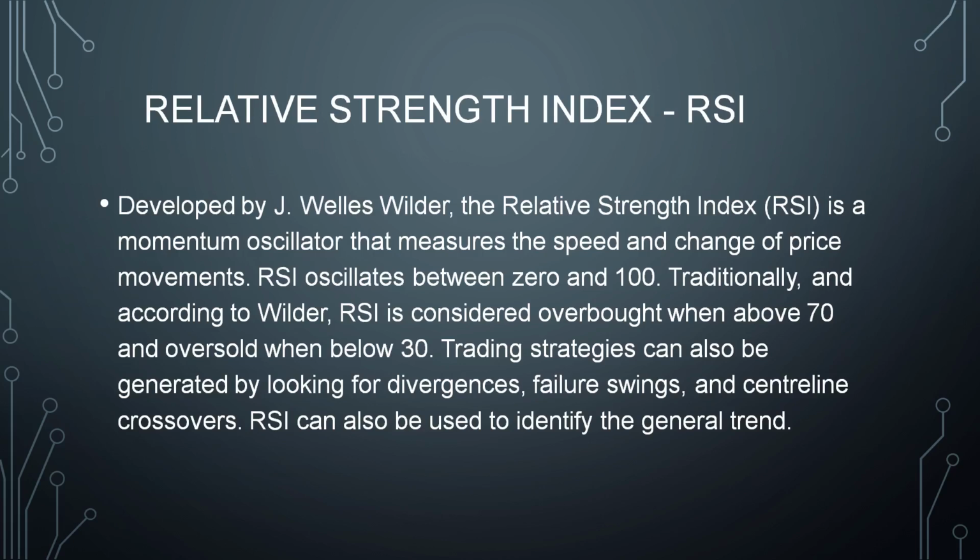The relative strength index, developed by Mr. Wilder, is a momentum oscillator that measures the speed and change of price movements. It oscillates between 0 and 100, and traditionally, the RSI is considered overbought when above 70 and oversold when below 30, as well as a number of other strategies that we'll talk about.